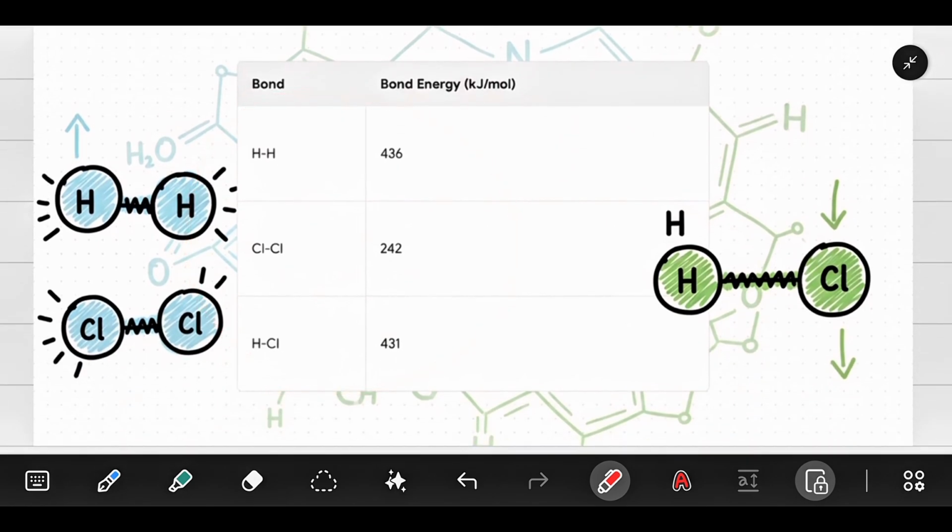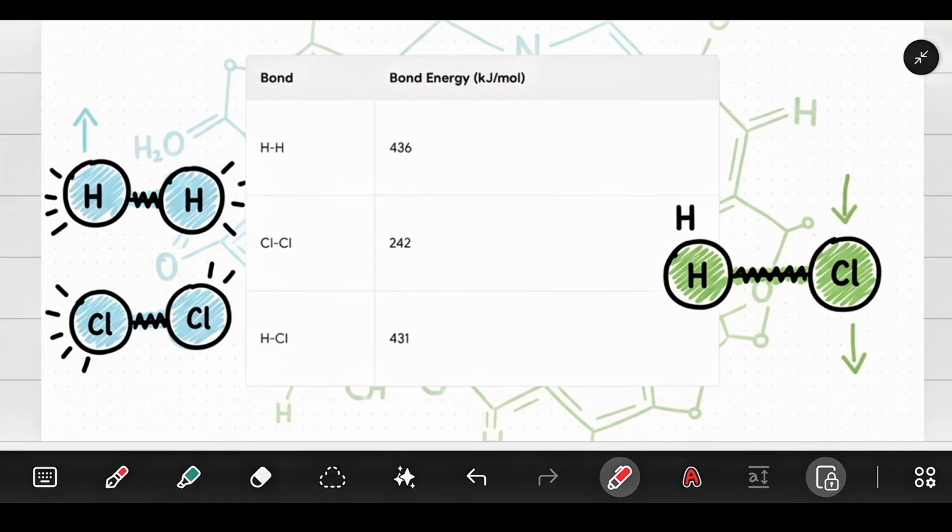You do not need to remember this at all, but I know that the H-H bond is 436, the Cl-Cl bond is 242 kilojoules per mole, and the H-Cl bond is 431 kilojoules per mole. These are the energies that I need to use in order to find out if the overall reaction is endothermic or if it is exothermic.